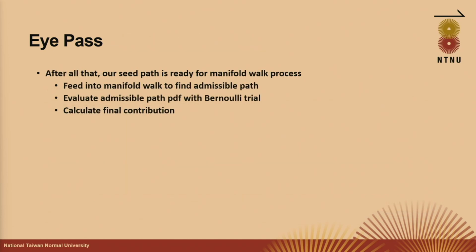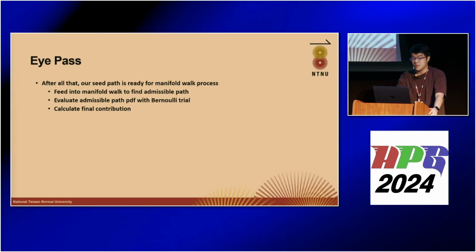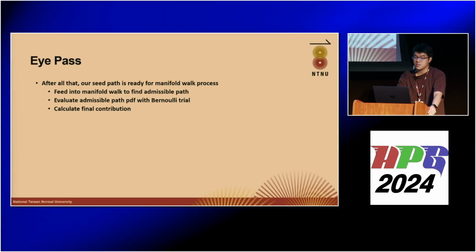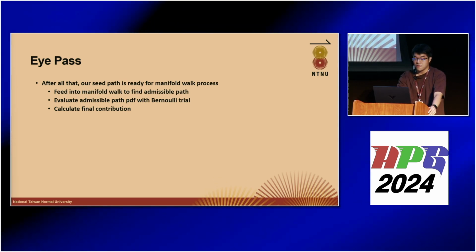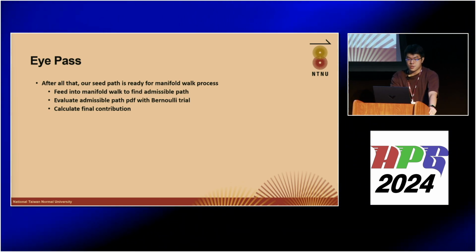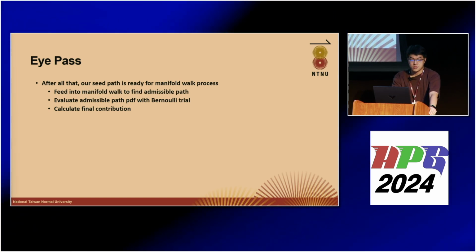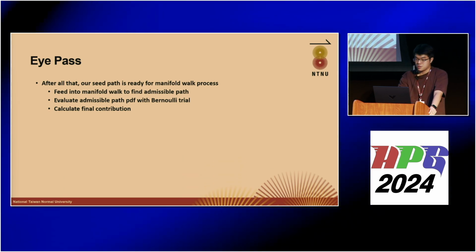After that, our CPath is finally ready for the manifold walk process. Our method basically follows the same steps as the original SMS after this. We feed the CPath into the manifold walk to find the admissible path if it exists, then evaluate their PDF using the binomial trials. And finally, we calculate the path contribution to the final image.